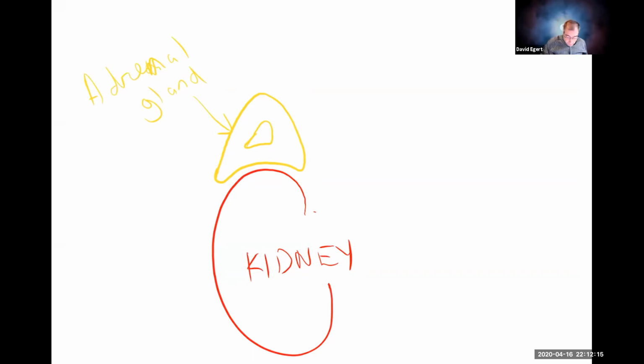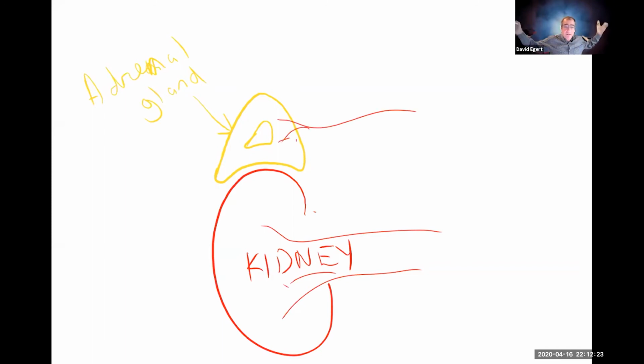We're going to have renal arteries coming into the kidney. There are going to be adrenal arteries coming into the adrenal gland. They're their own things. It just happens to be that the adrenal gland is sitting on top of the kidney. The adrenal gland has 2 main sections.